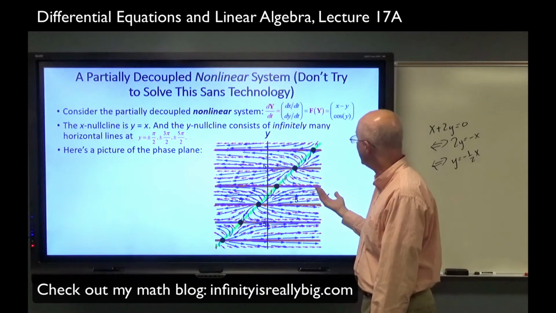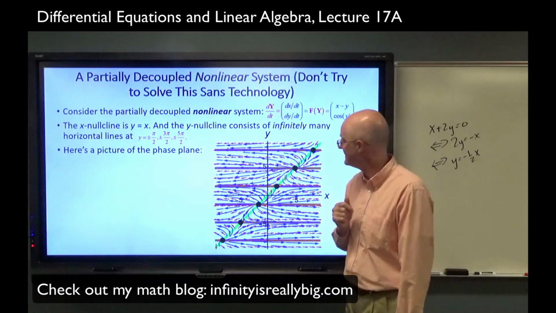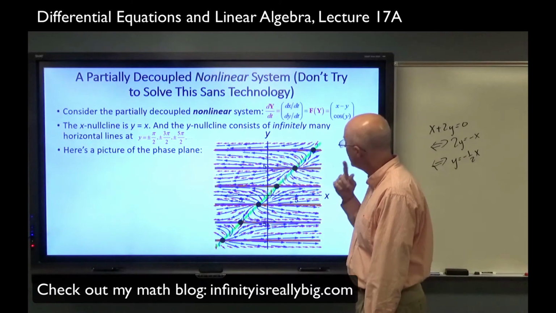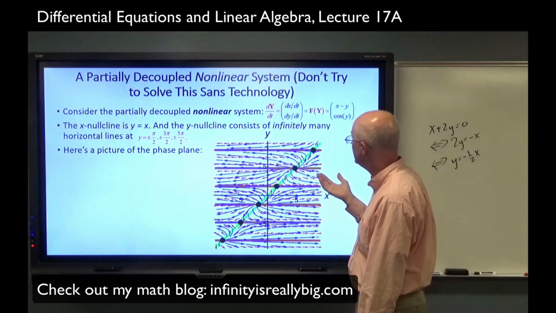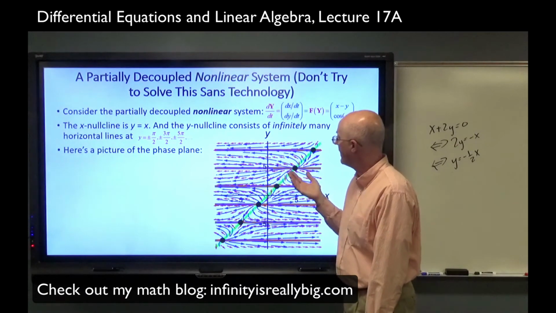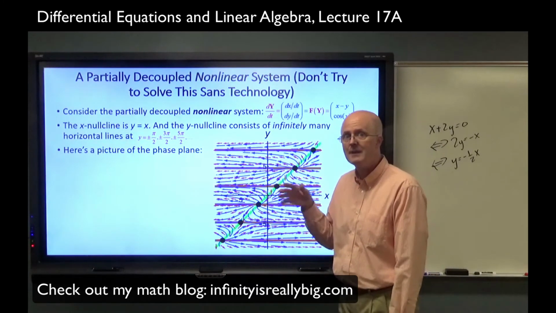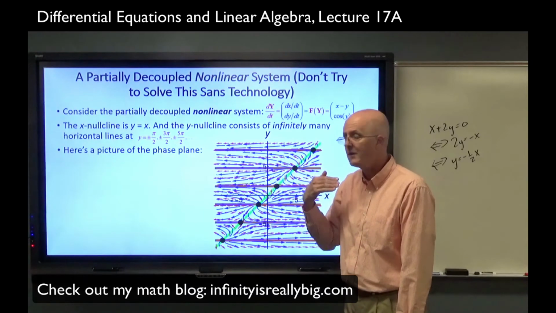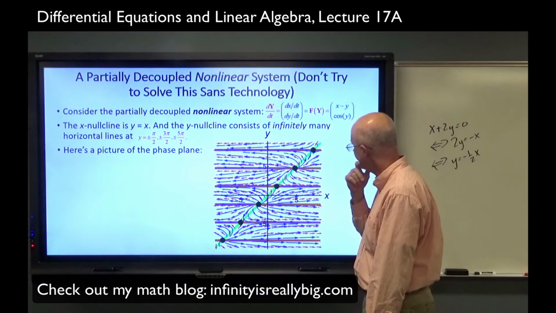The x nullcline is the green one. That's where solutions cross with vertical tangents, right there, and down here. And the brown lines are the y nullclines. The solutions are horizontal. The velocity vectors of solution curves have 0 y component. They are pointing to the left or pointing to the right. And where green and brown intersect, you have equilibrium points.